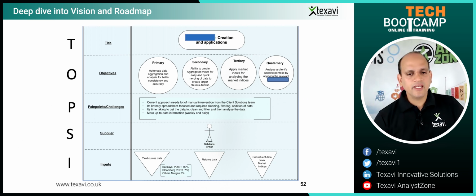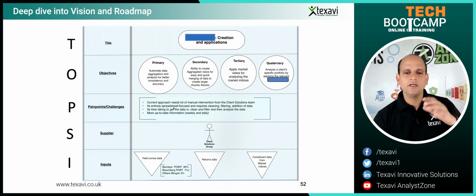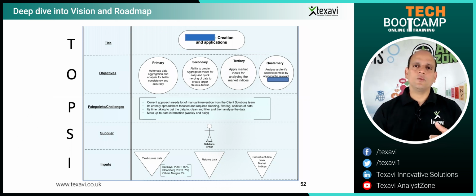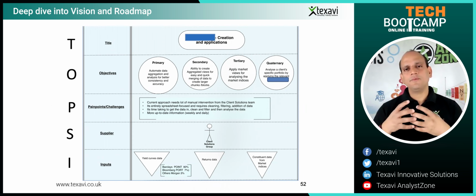And then pain points. Yesterday I showed you the pain points of the maintenance company, what they were struggling with. In the same context here also, what are the problems that this company and this bank had with the current situation? It's all spreadsheet focused and requires cleaning, filtering, addition. They were using a lot of Excel sheets then. There was no web application or website or digital platform, or tooling that helps them to do this stuff.